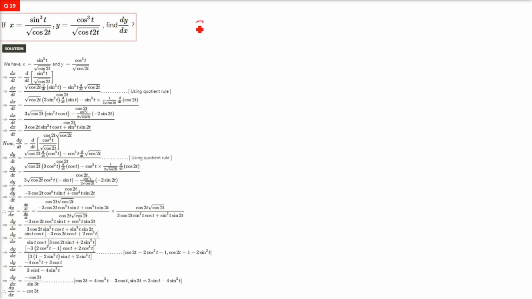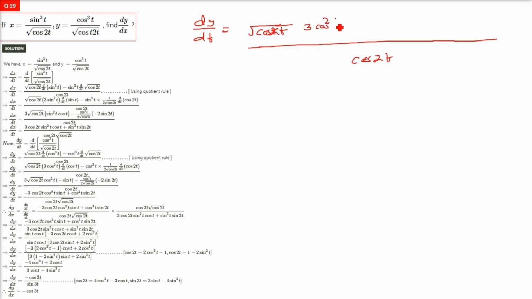Coming to y, so dy by dt will be equal to what? See, this is going to be in the denominator cos 2t, because it will be squared. I am using the quotient rule. Under root cos 2t will remain like this, and this cos 2t. And then we have the differentiation of cos cube t. It will be 3 cos square t. The differentiation of cos t will be minus sin t. Please remember, minus sin t.